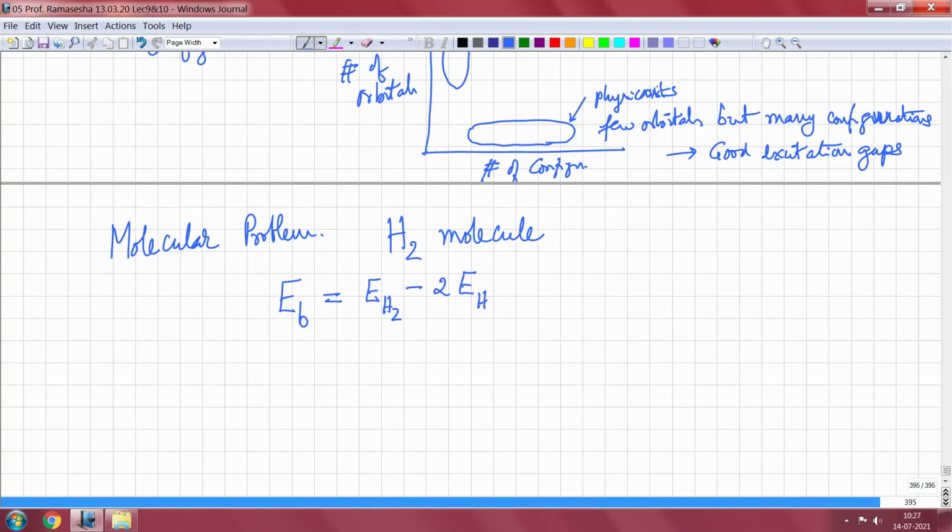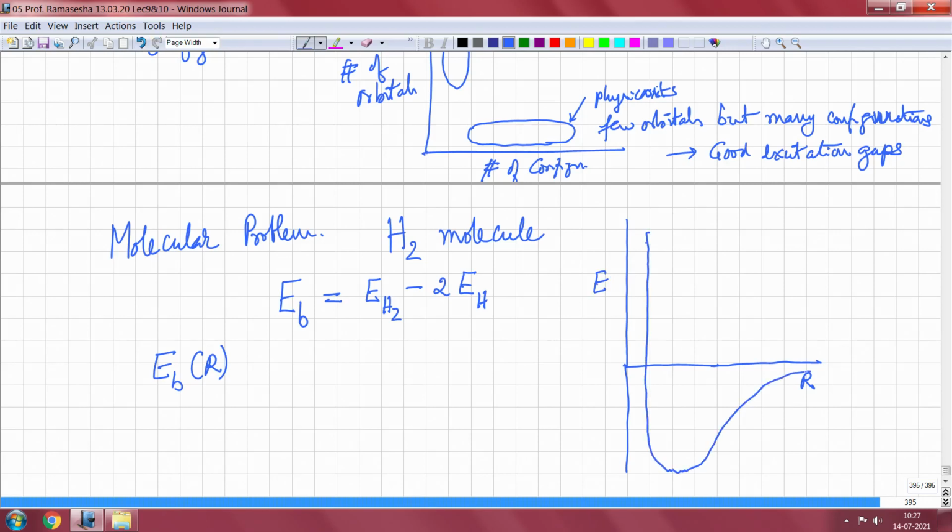This can actually be measured experimentally, and what you have is the following. The experimental curve for EB is a function of the separation between the two hydrogen atoms. So, what you will get is this energy here and this is R, and some smooth curve like that, which is actually parabolic at the bottom. This goes asymptotically to 0. But supposing you do a molecular orbital calculation, let us consider the MO calculation.